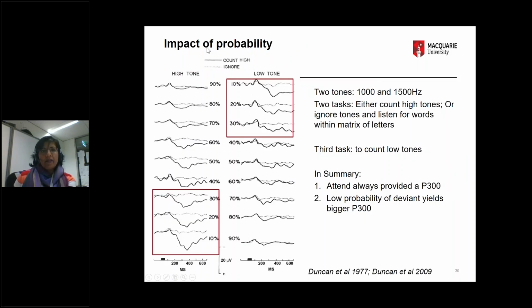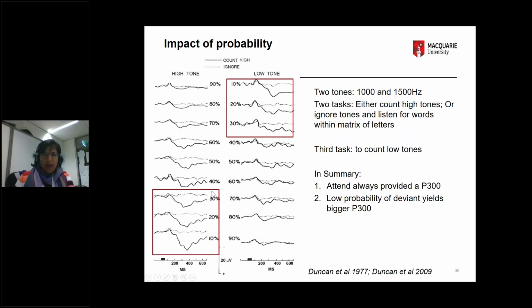I did mention the impact of probability, and this is an old Duncan 1977 study, but it makes the point very well. What they did was look at probability and attention in one go. So here you've got the high tone, and this is 1,000 hertz and 1,500 hertz. 1,500 hertz is the high tone. And they changed the probability of this 1,500 hertz tone going from 10 to 90%. And what I've boxed here is basically the low probabilities.